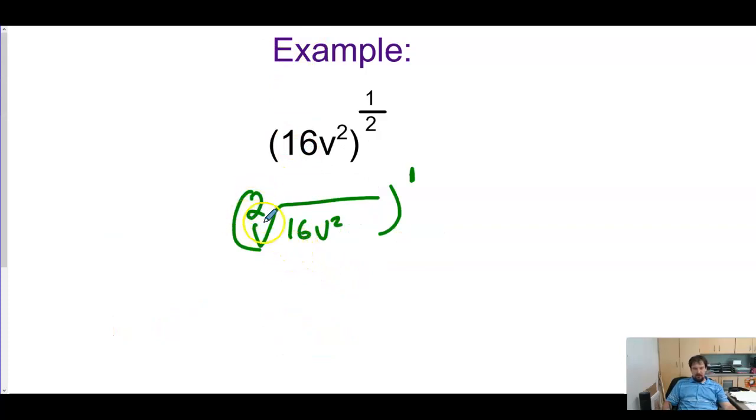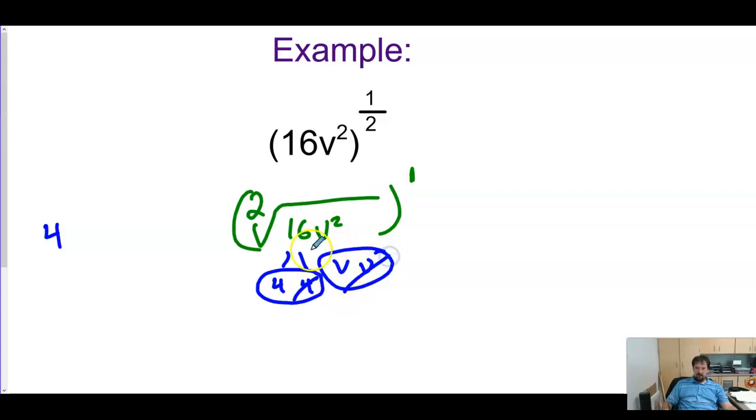Okay, so we're looking for pairs of 2 this time. So we're going to break this down into 4 times 4. And I could keep breaking that down into 2, 2, 2, 2. But see how I already have a pair right there? So I can just take that. That 4 doesn't make it, and that 4 escapes. And then I have my 2 v's here. That v doesn't make it, and this v escapes. Okay, and there's nothing left inside the radical, so the radical disappears. So I have a 4v now. That's what I simplified to.